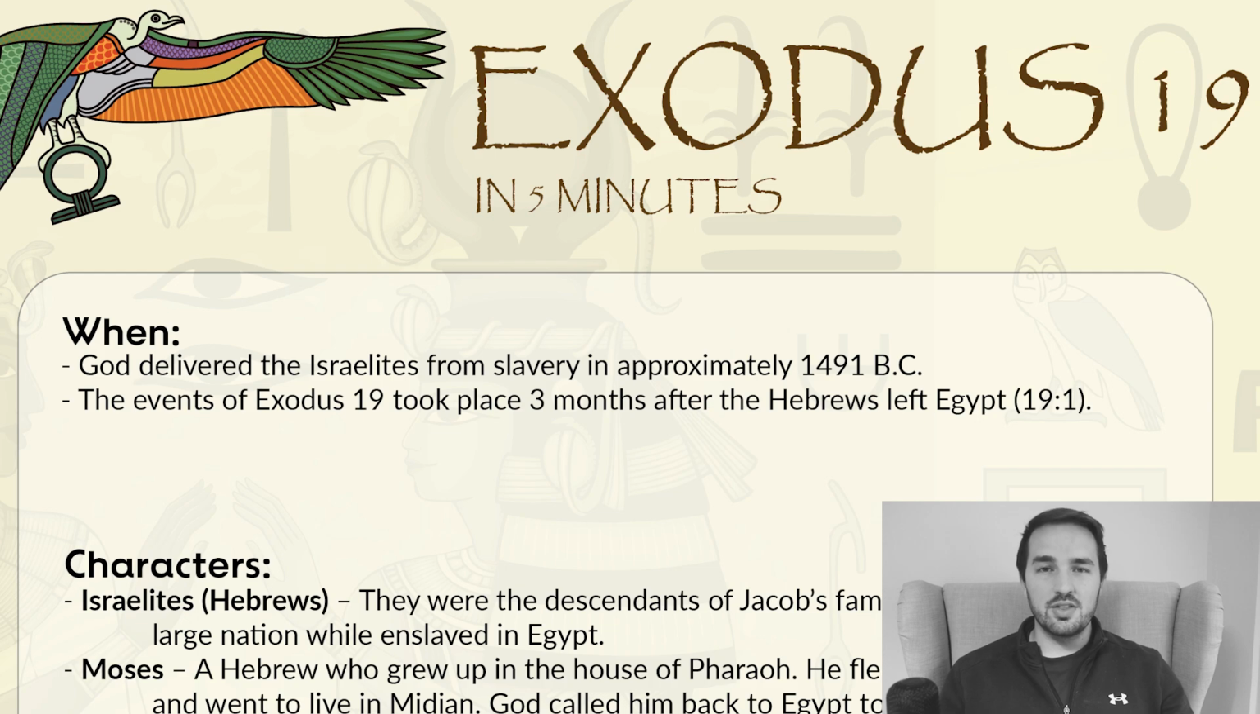So we ask the same questions of every chapter: the who, what, when, where, why, and application question. As always, let's start off with the when. When did the events of Exodus 19 take place? The children of Israel got out of slavery in Egypt by the power of God in approximately 1491 BC. The events of Exodus chapter 19 took place 3 months after the Hebrews left Egypt, according to chapter 19, verse 1.